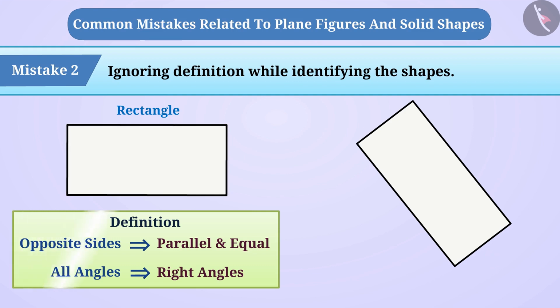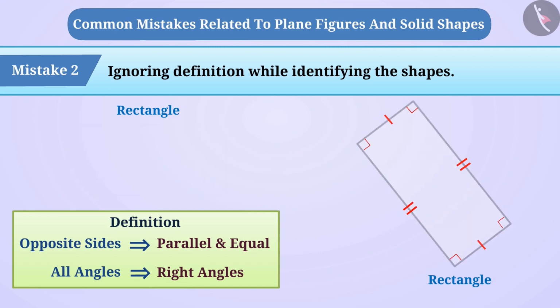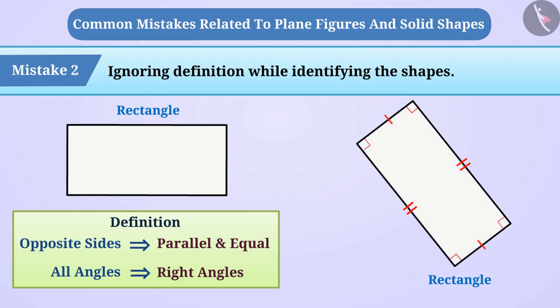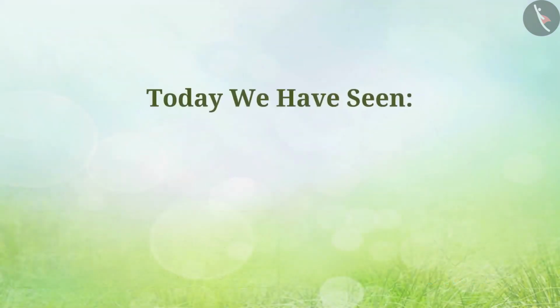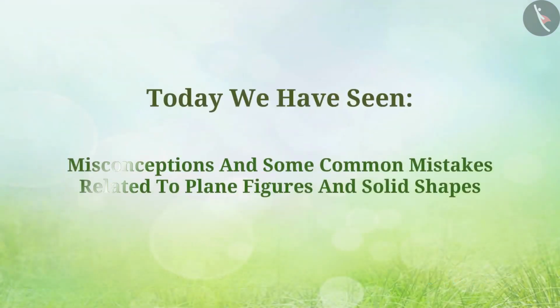The definition of a rectangle tells us that a shape whose opposite sides are parallel and equal and all angles are right angles is a rectangle. By definition, we can say that it is a rectangle. Therefore, to identify any shape, it is necessary to know its definition. So today we have seen misconceptions and some common mistakes related to plane figures and solid shapes.